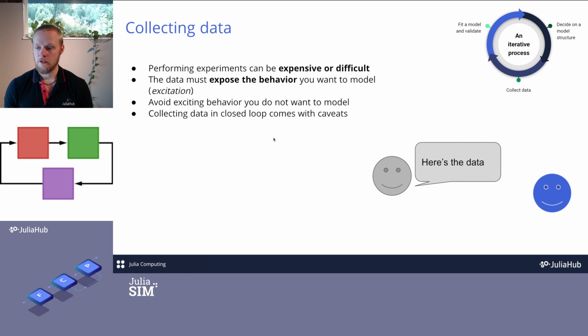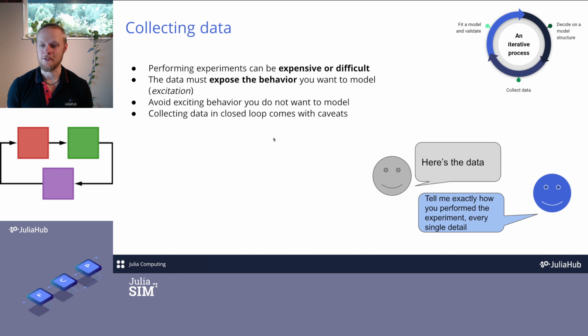All right, so if you find yourself in this situation here, where you are the blue figure, and your friend says, yeah, here's the data, I have collected it for you. Then the appropriate response is that you need to know everything about how that experiment was performed. And I say here every single detail, and maybe that's an exaggeration, but it could very well be important. So what could possibly be wrong when you record some data to perform system identification on?